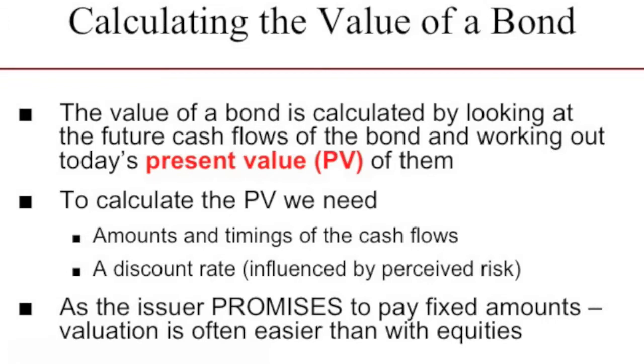With bonds, we often know what the cash flows are going to be because the issuer promises to pay certain amounts on certain dates. And so it's perhaps easier with a bond to do this discounting calculation than perhaps it is with an equity, where we're often expecting to receive dividends which are not promised, which are not often a fixed amount.